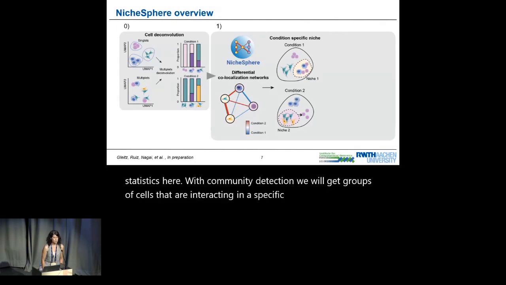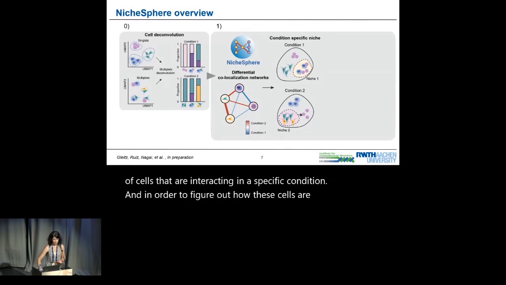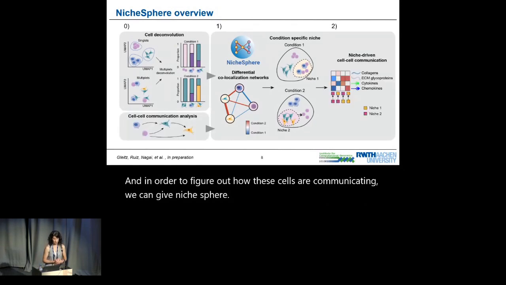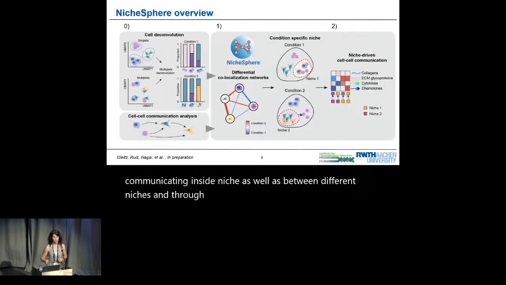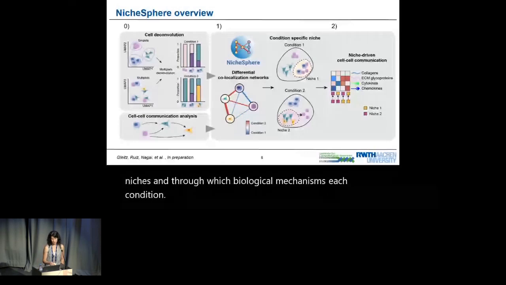And in order to figure out how these cells are communicating, we can give Nichesphere as input cell-cell communication data. And then we will figure out how the different niches are communicating inside each niche as well as between different niches, and through which biological mechanisms in each condition. So how are we getting from the deconvolution to the colocalization networks?